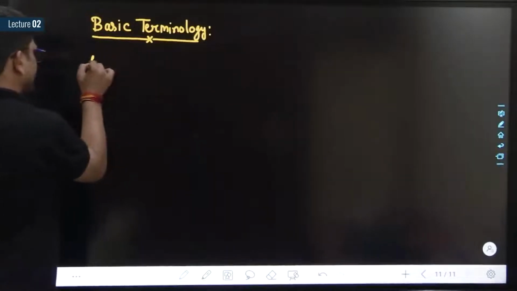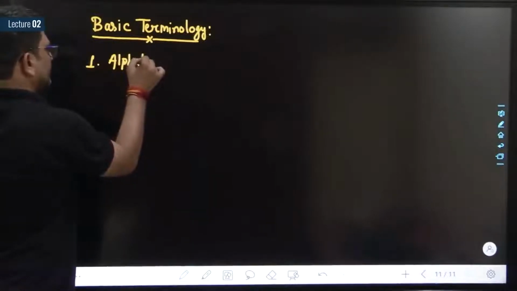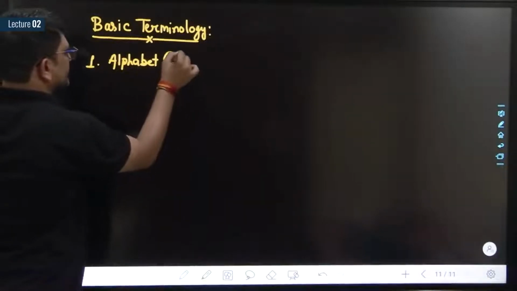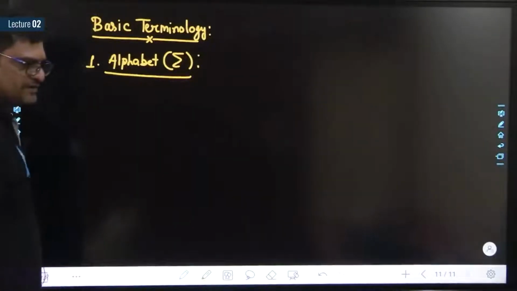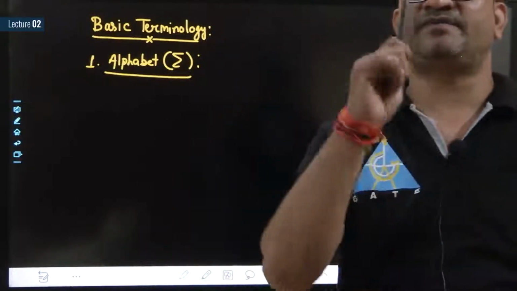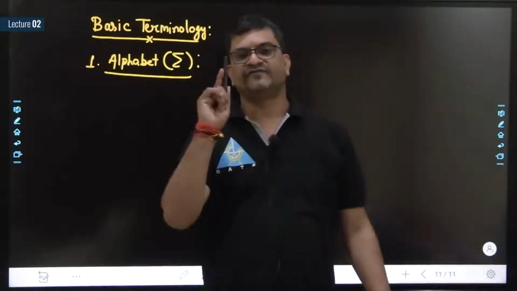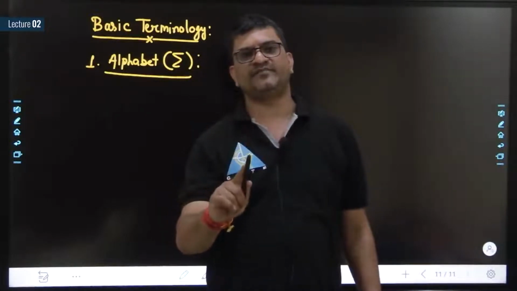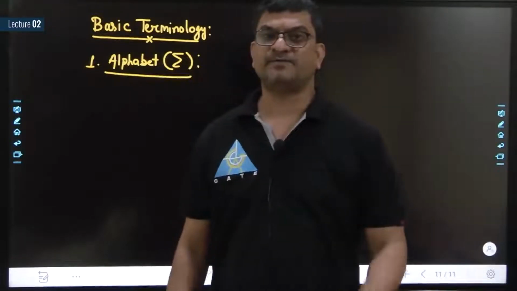First is alphabet. It is denoted by sigma. What is alphabet? Any finite non-empty set of symbols is known as alphabet. Clear?